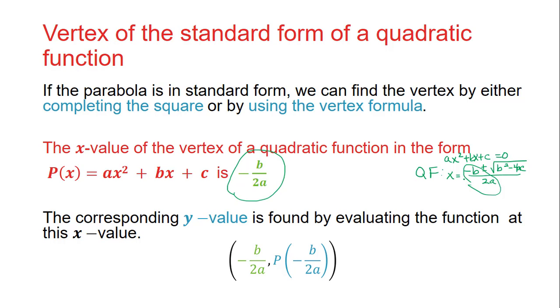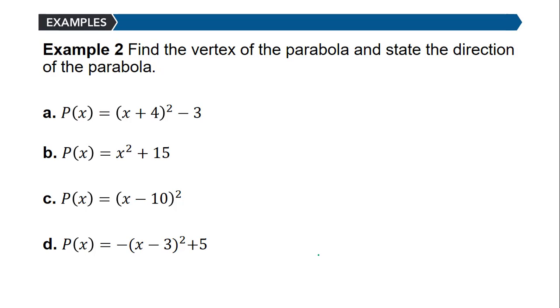And so to find the corresponding y value of the vertex, we just have to evaluate the function at whatever the value of negative b over 2a is. Therefore, we can write the vertex from a standard form of a quadratic function as the ordered pair: negative b divided by 2a, comma, the corresponding y value, which is p of negative b divided by 2a. So let's see how we can do some examples in identifying what the vertex is. Some of these functions are going to be given in vertex form, and some are not.